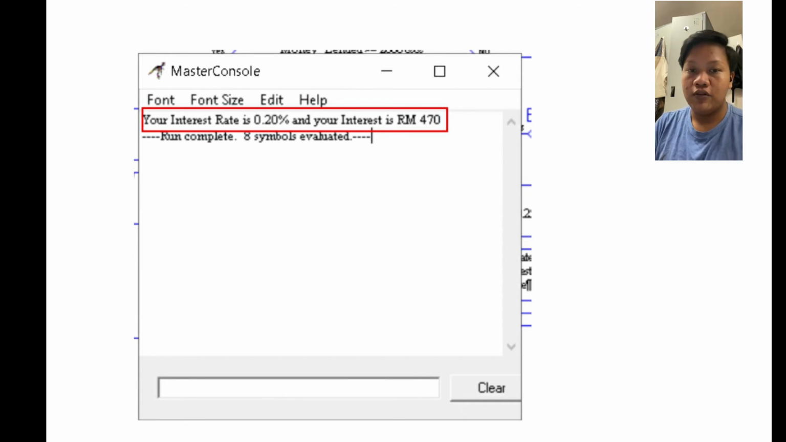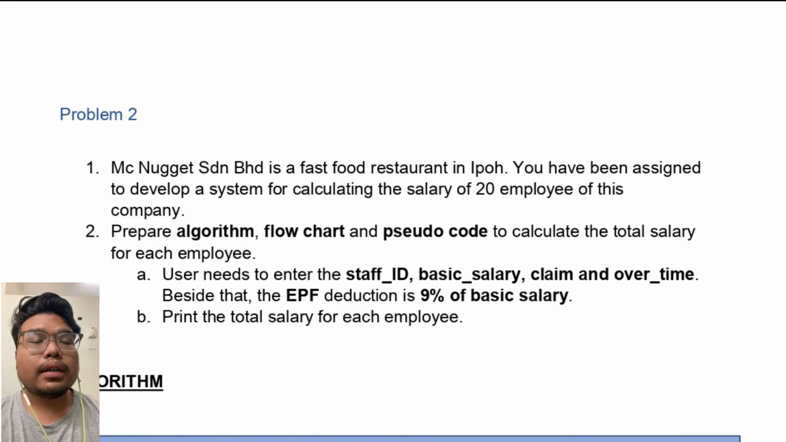For Problem 2, I will pass this to Ahmad Lutfi. Hello, hi, I am Ahmad Lutfi. I'm here for presenting Problem 2.